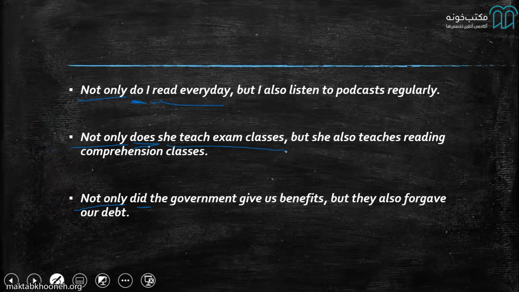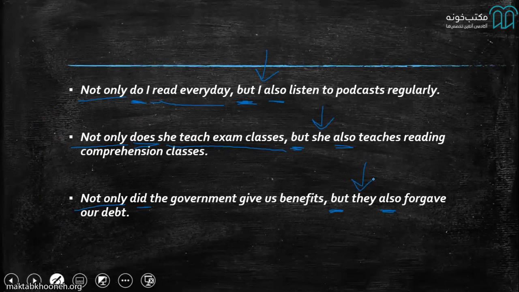So when you have actions that don't have modal verbs like could or can, or be verbs, they're just actions like "I read every day," "she teaches," or "the government gave us something." When you have these actions, then you can use not only do, does, did, plus the subject and the verb. And then on the other side, you don't use do, does, or did anymore. You have your "but" and "also," and the only difference is that here you want to put the subject between them, right? But she also, but I also, but they also, and then the rest of your sentence.